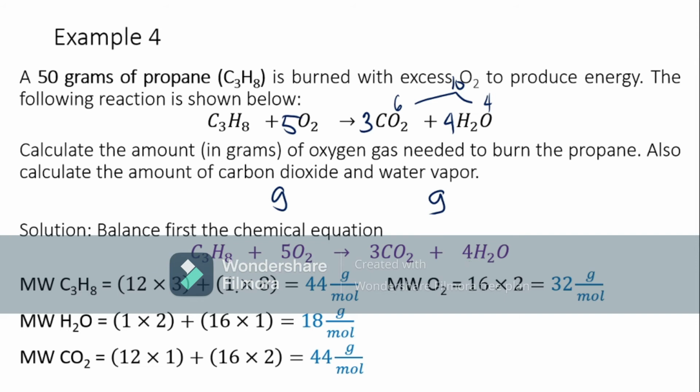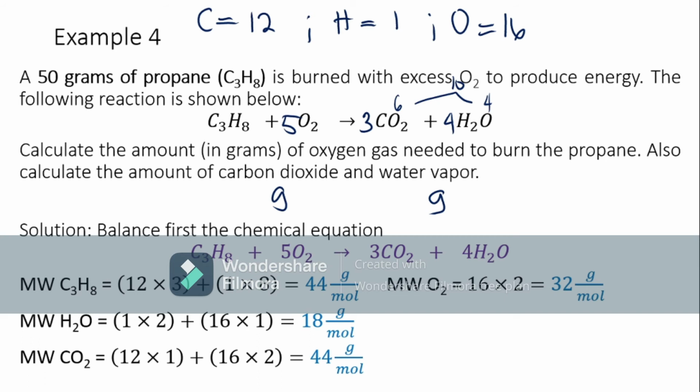Now here are the molecular weights for C3H8, H2O, CO2, and O2. So si carbon, ang atomic weight niya ay 12 gram per mole. Hindi ko na nasusulat yung unit. Then hydrogen, we have 1 gram per mole, and then oxygen, we have 16. So molecular weight or molar mass of C3H8, this is 44 gram per mole. This is the solution. Molar mass or molecular weight of H2O, this is 18 gram per mole. Then for the CO2, this is 44 gram per mole. And O2, we have 32 gram per mole.